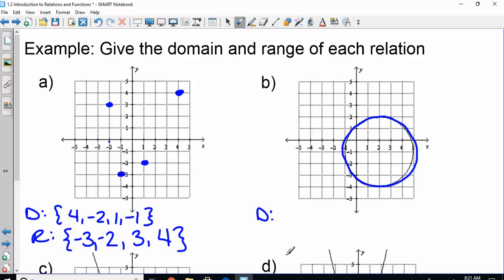-1. Do we touch it? Yes. So would it get a parenthesis or a bracket? Bracket. -1, comma. My circle is hitting everything between those. What's the last thing I hit? 5. And parenthesis or bracket? Bracket, because we touch it.